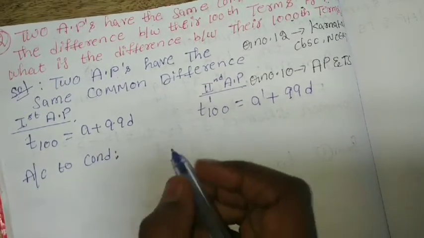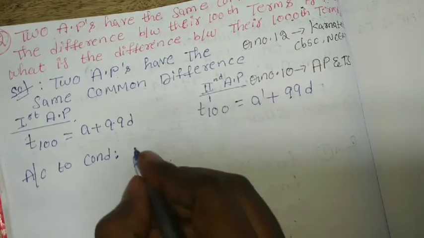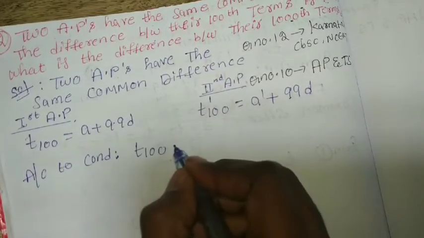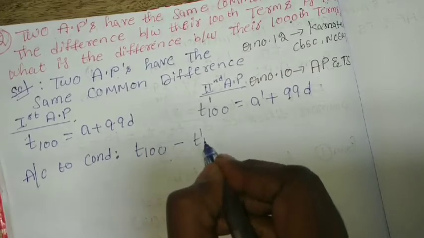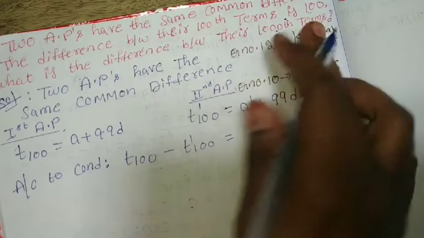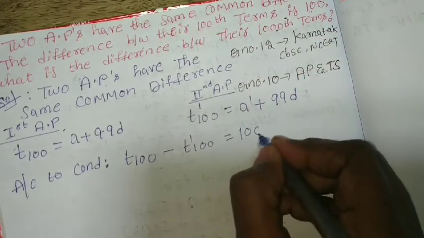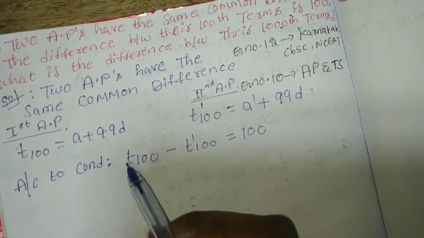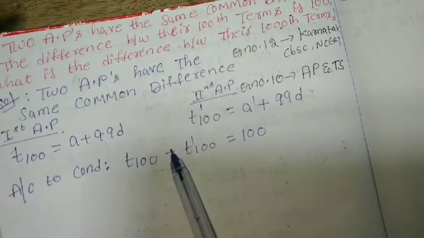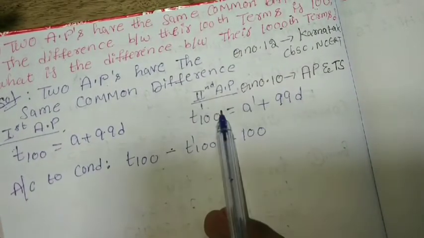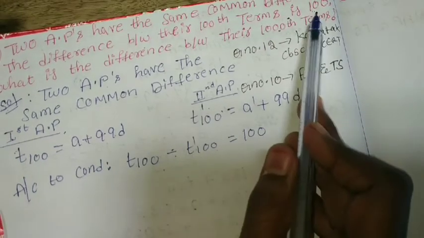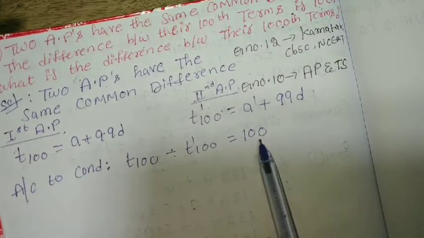Condition. What is given? The difference of their 100th terms. That means the difference of these two: T100 minus T dash 100 is equal to 100. The difference means minus. Who are these two terms? T100 minus T dash 100, and what is given? 100 itself.